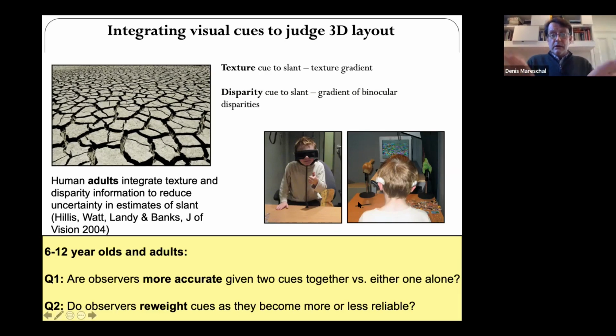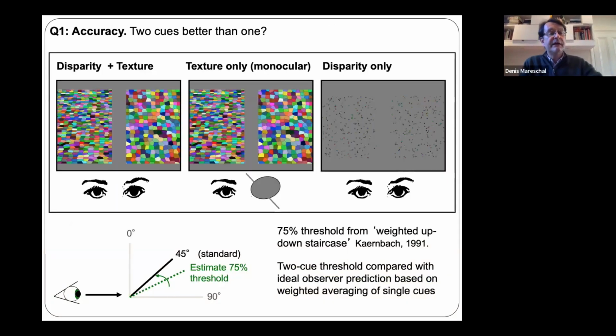So we're asking here, when are children able to combine the texture gradient cue and the binocular disparity cue to make optimal judgments about slant? And we're also going to ask how flexible they are in adapting and adjusting their use of information in these types of problems. So, a very quick description of the paradigm.